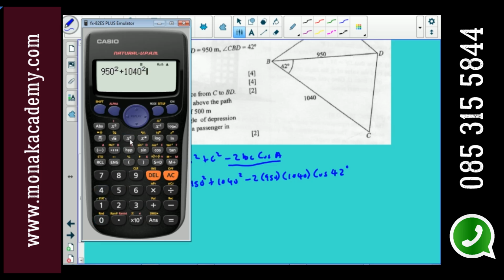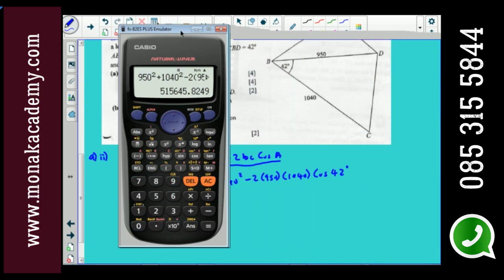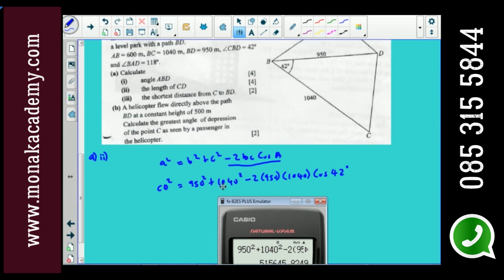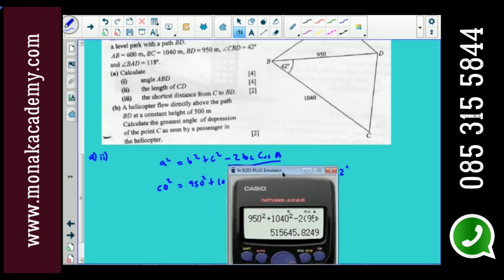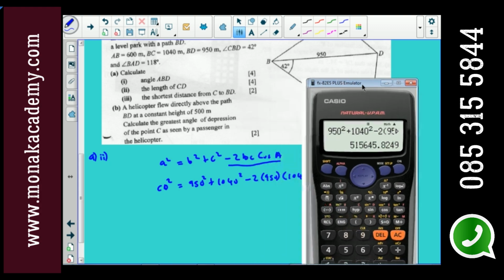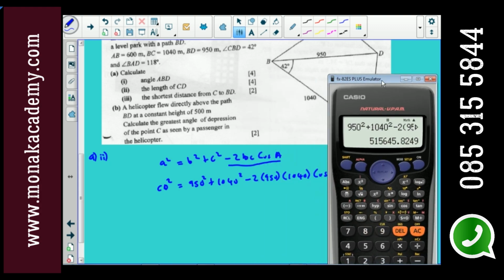But you see, in this case, they know that whatever answer you're going to write from here came from you having written that correctly. Because if you had not written this correctly, you would not have managed to get this answer. So from here, we are just having our answer, which is 515-645-8249.